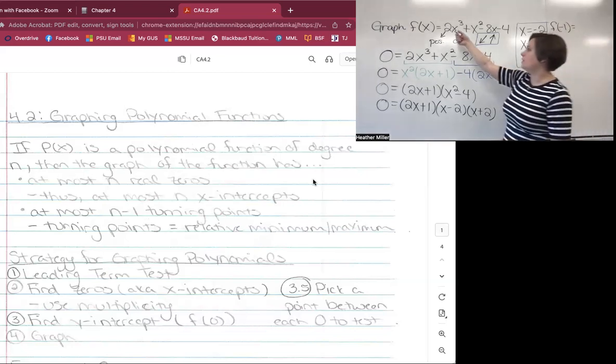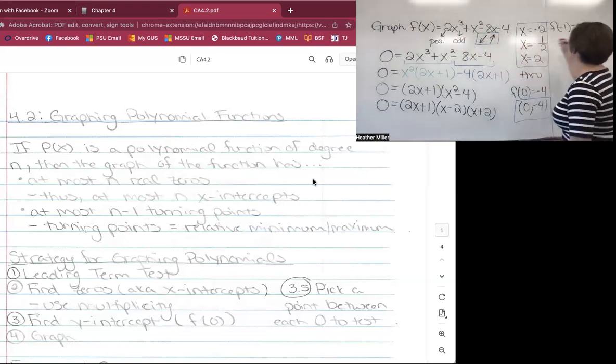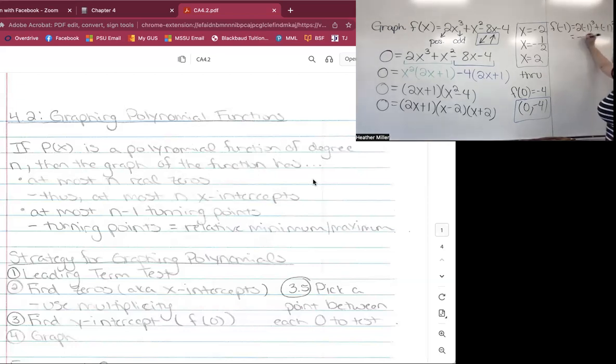And when I do that, I'm plugging -1 into each of these spots. So I have 2 times -1 to the third plus -1 squared minus 8 times -1 minus 4. -1 to the third is -1, so it'll be -2. -1 squared is a +1, so it's +1. Negative gives me a positive. Then I have that -4 out there. Combine these all together. Let's see, I have -1, +7, +3. So I get the ordered pair of -1, +3.